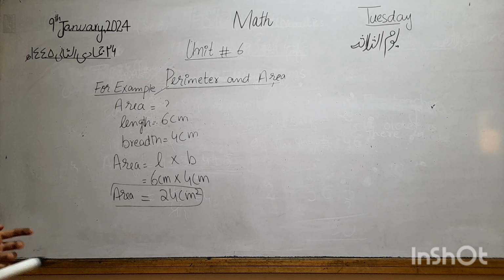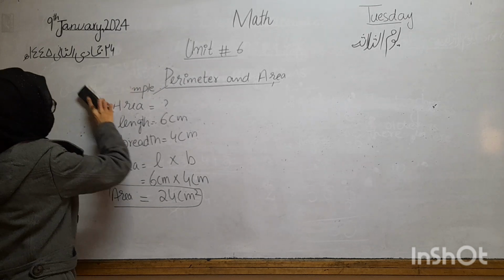Hope you have understood all the concept. Now take out your book, everyone. Open page number 151. Today we are working on question number 10, and in question number 10 we have to write the area of these shapes in square centimeter. Now we have question number 10.